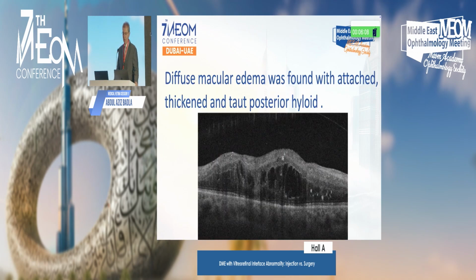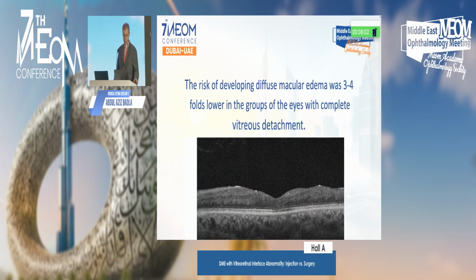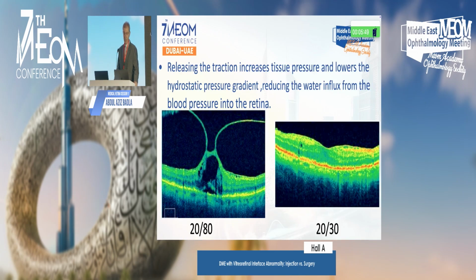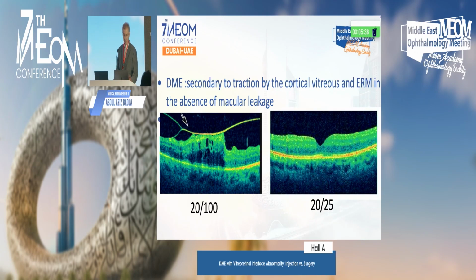Diffuse macular edema was found with attached, thickened, and taut posterior hyaloid. The risk of developing diffuse macular edema was 3 to 4 folds lower in groups of eyes with complete vitreous detachment. Releasing the traction increased tissue pressure and lowered the hydrostatic pressure gradient, reducing water influx from the blood vessels into the retina. DME could be secondary to traction by cortical vitreous and epiretinal membrane in the absence of vascular leakage.